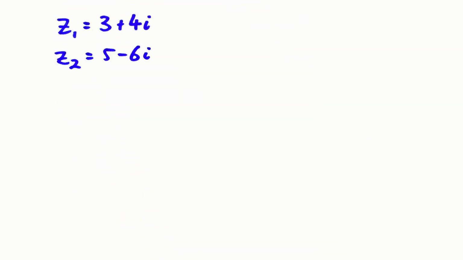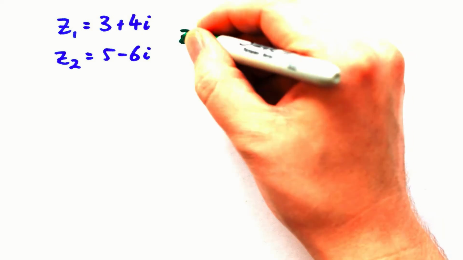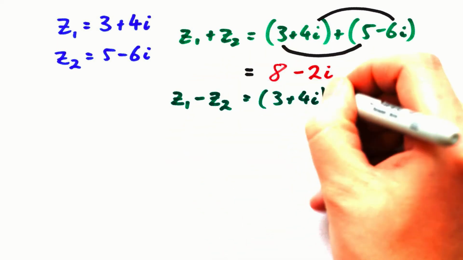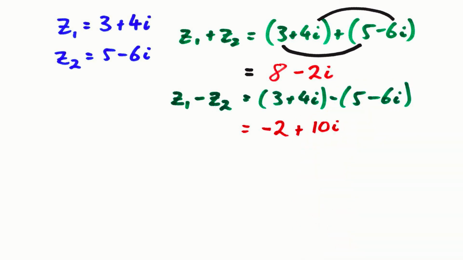If we have two complex numbers, z1 and z2, we can add them together by combining the real components together to get the real component of the result, and we combine the imaginary components to get the imaginary component of the result. The same can be done for subtraction of the two complex numbers as well.